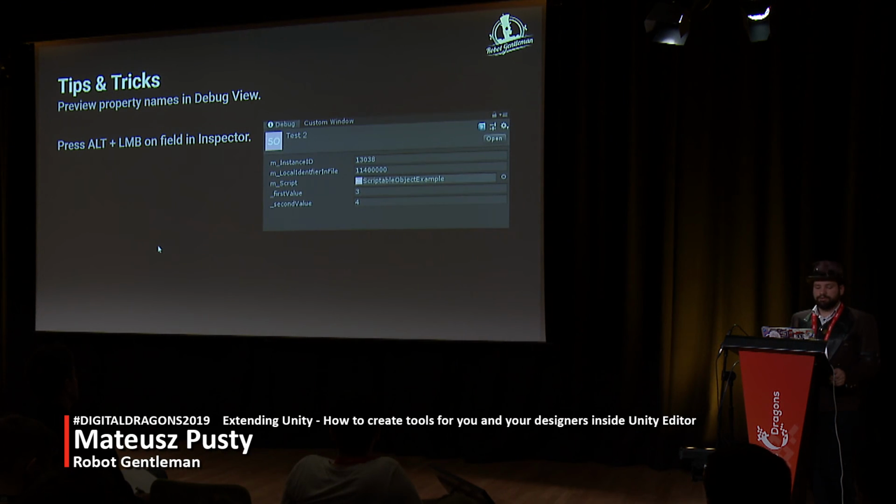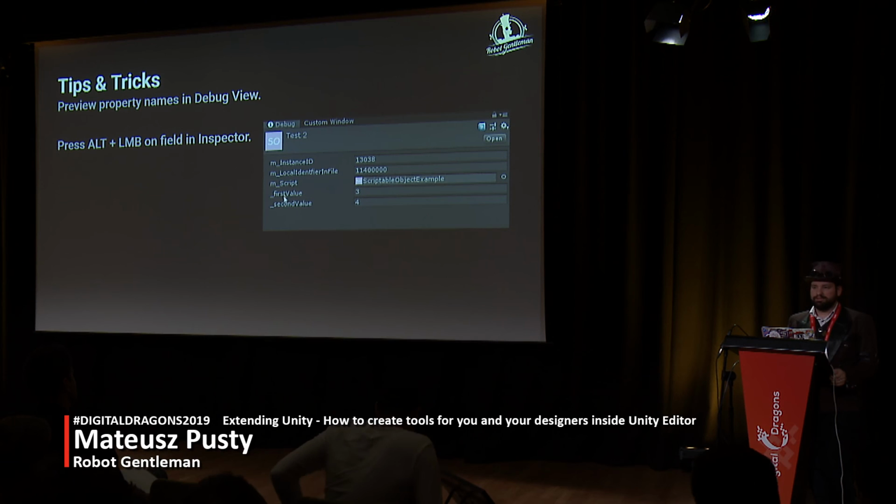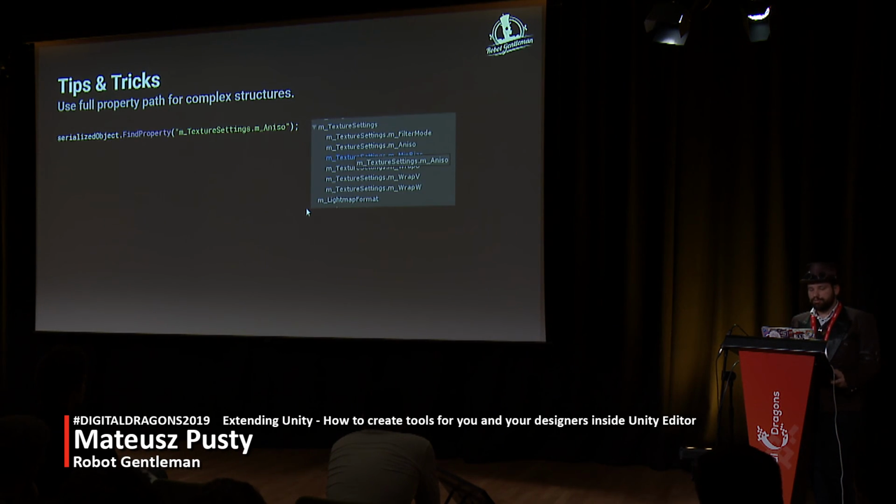In debug view, you can also press Alt and left mouse button on any of the fields, and then you will see how Unity is calling the variables inside their script. So our scriptable object has this first and second value exactly how we named it. You can also use inline property full property paths, so you don't need to get first texture settings and then filter mode. You can go for that directly.